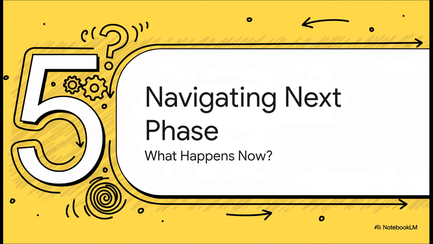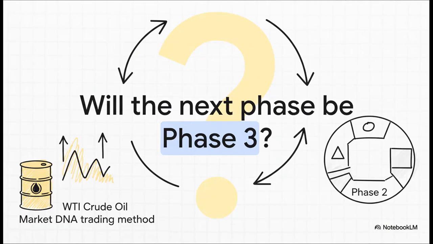Now that phase 2 is complete, we're at a really interesting point. It naturally leads to the question of what happens next. Where does the cycle go from here? The analysis is now focused on navigating this next part of the cycle. And it all boils down to a pretty simple question, right? Will the next phase be phase 3?